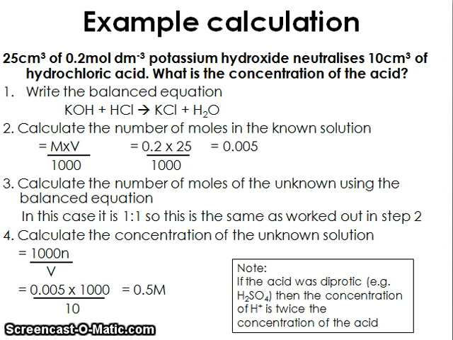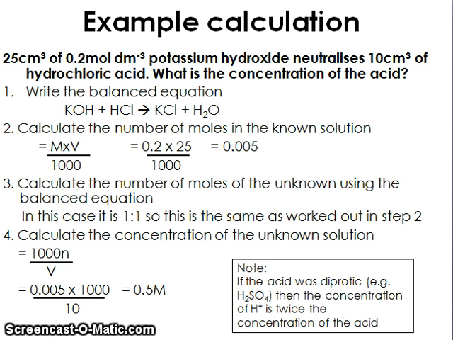So we've talked about what the 4 steps are. Here's an example of a calculation that you could do using those stepwise instructions. So in bold we have the question that you'll be given, which is 25 centimeters cubed of 0.2 mole per decimeter cubed potassium hydroxide neutralizes 10 centimeters cubed of hydrochloric acid. What is the concentration of the acid?